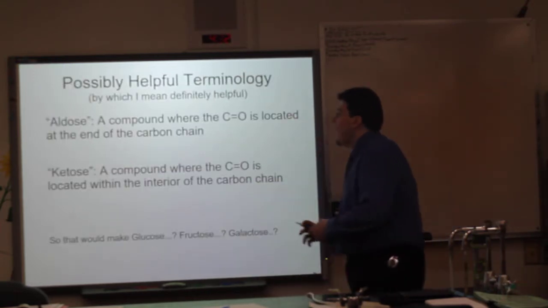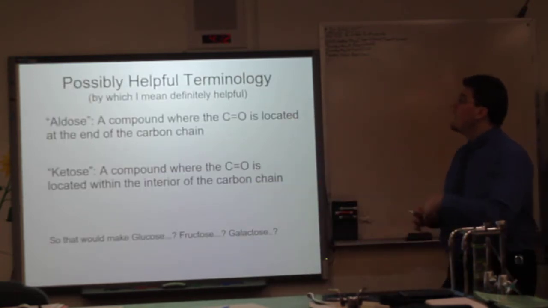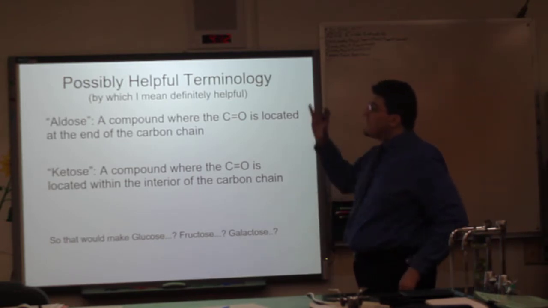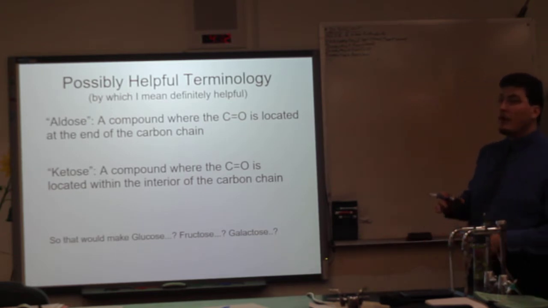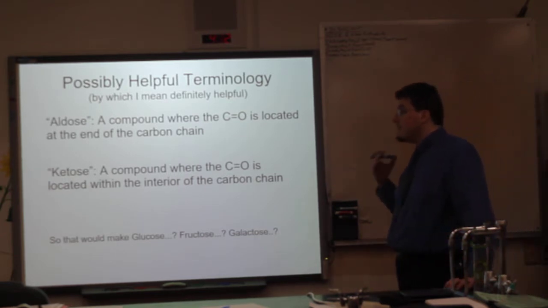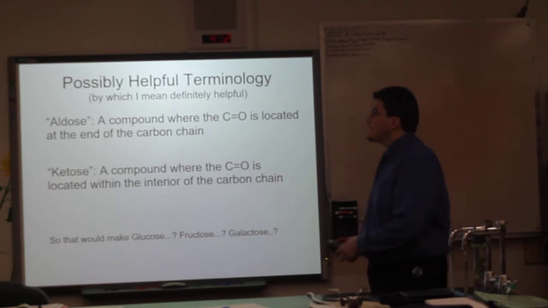Now, aldose and ketose, which I mentioned before: the carbon-oxygen double bond is located at the end of the carbon chain in an aldose sugar. In a ketose sugar, the carbon-oxygen double bond is located within the interior of the carbon chain.